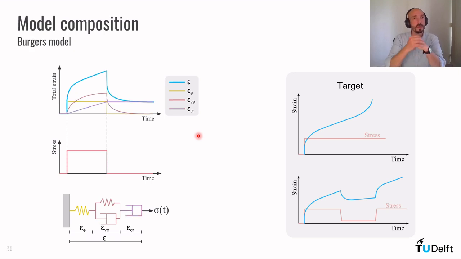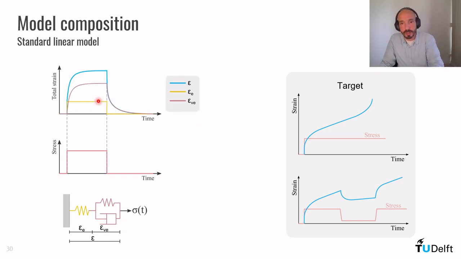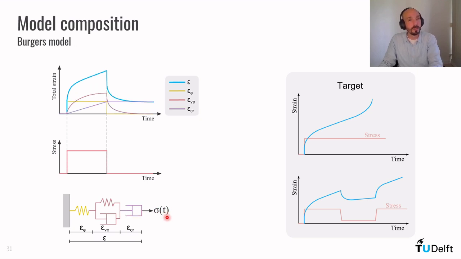Now, the problem with this model is that it completely misses secondary creep, right? So what if we plug a dashpot in series with this model? If we do that, the model is called Burgers' model, which is also a classical constitutive model. This is composed of a spring in series with a Kelvin-Voigt element, then a dashpot.